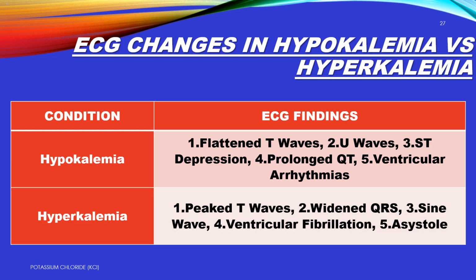3. Sine wave. In severe cases, the ECG can take on a sine wave pattern, which is a pre-terminal rhythm. 4. Ventricular fibrillation. Hyperkalemia can lead to ventricular fibrillation, a life-threatening arrhythmia. 5. Asystole. In extreme cases, hyperkalemia can cause asystole, or cardiac arrest.